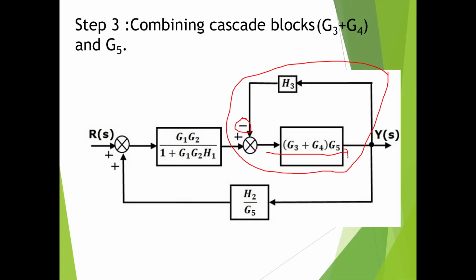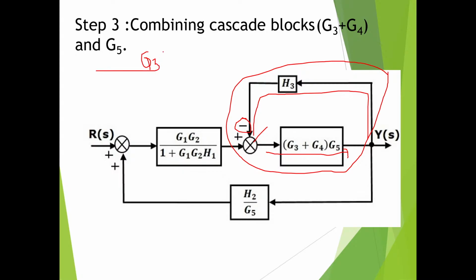See, the signal has started from the summing point. It has moved through G3, G4 up to G5. From G5, what is happening? The signal is returning back through which gain? H3 gain. So H3 is our feedback gain. The forward path gain is G3 plus G4 into G5. So after eliminating the feedback part, what do you get?